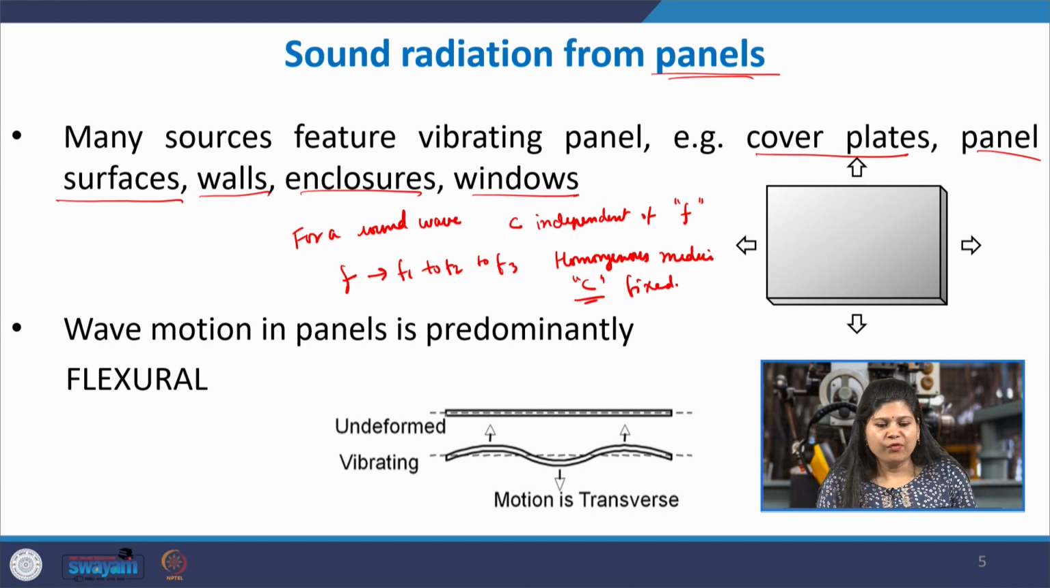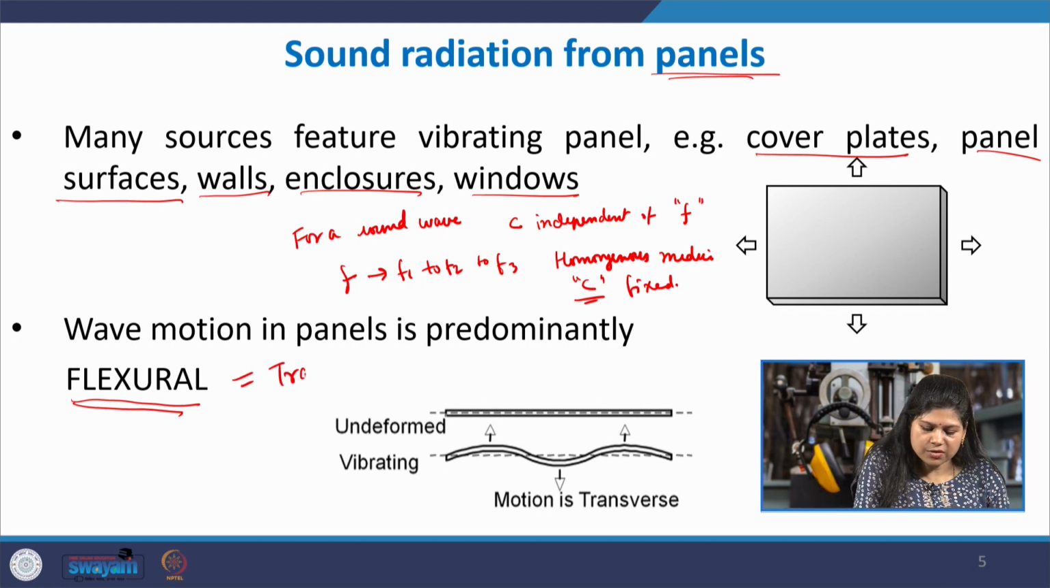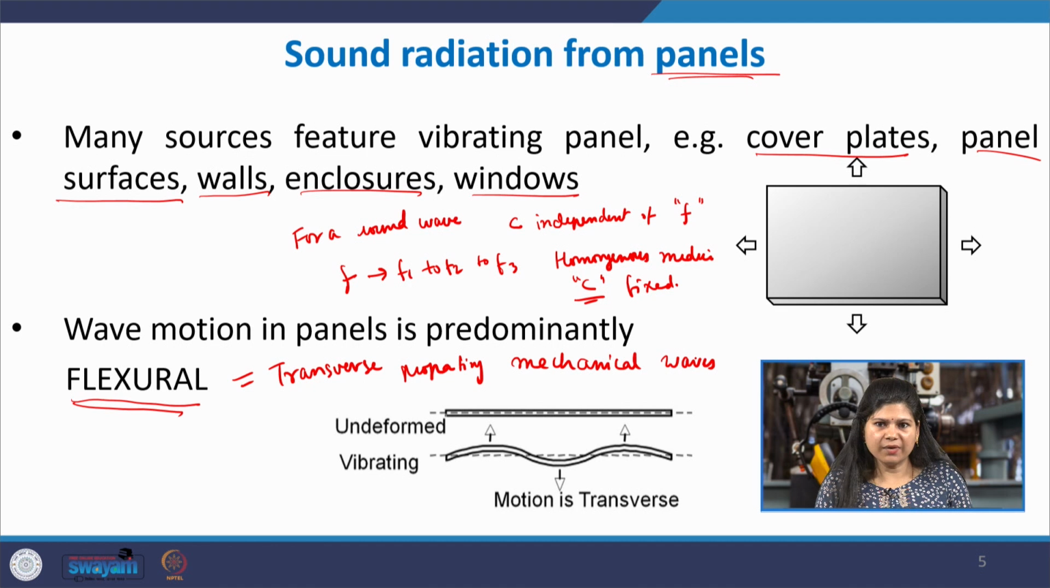But when panels vibrate and waves pass through them, the waves are usually predominantly flexural in nature. Now, what do you mean by a flexural wave? It is different from a sound wave, because sound waves are longitudinal in nature. These flexural waves are transverse propagating mechanical waves. The definition of longitudinal and transverse waves has been given in the very first lecture.